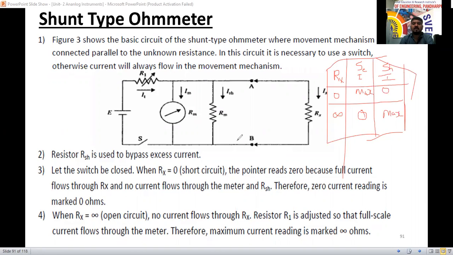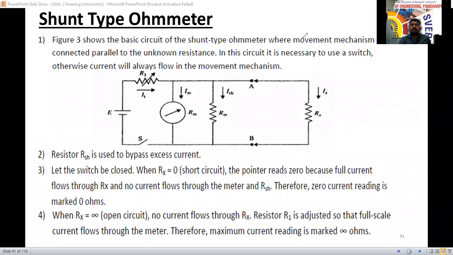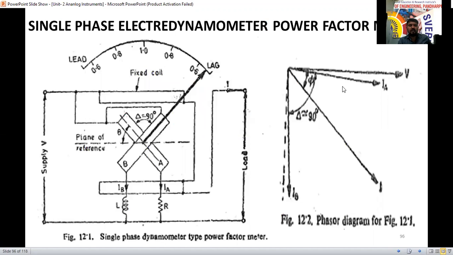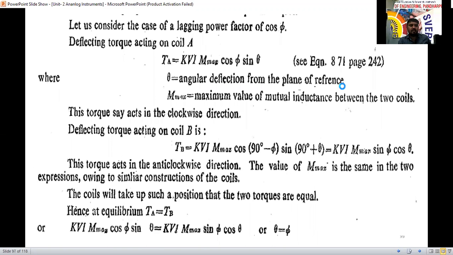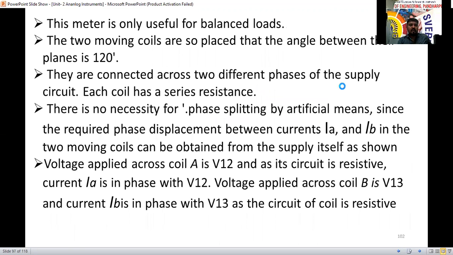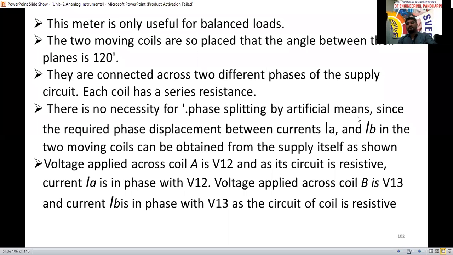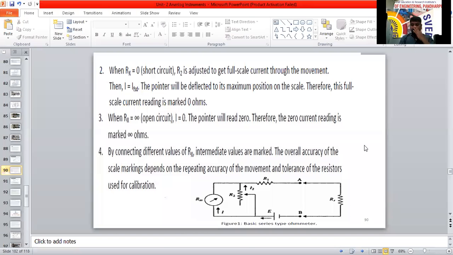So that completes the ohmmeter and Meggers. In the next class we are going to discuss the earth tester and other equipment: single phase electrodynamometer, 3-phase electrodynamometer, moving iron type power factor instrument. Still many components are there, we'll discuss in the next class. If you have any doubts in this ohmmeter, you can ask now.